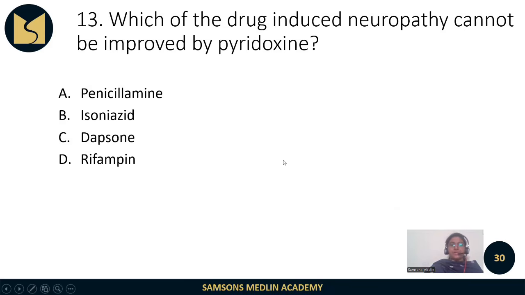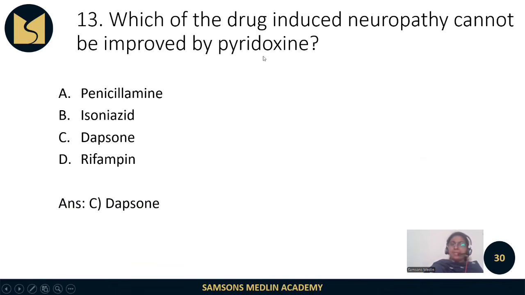Next question. Which of the drug-induced neuropathy cannot be improved by pyridoxine? Options: penicillamine, isoniazid, dapsone, and rifampin. Answer is option C, dapsone.